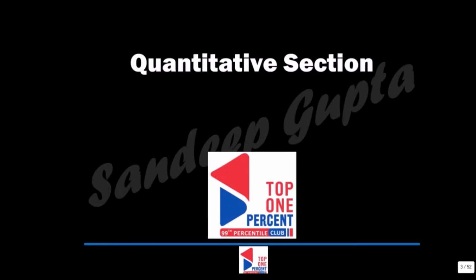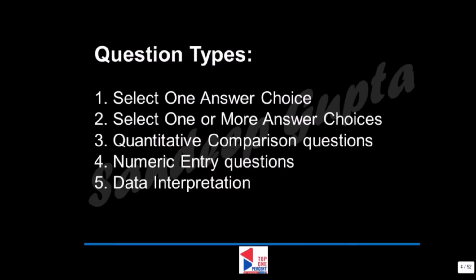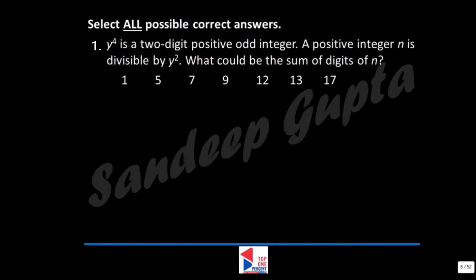In the quantitative section, there are 5 different types of questions asked. We will be dealing with each one of these in extreme detail in our regular classes. In this case, you have to choose every single answer that could be correct. So this is a more difficult type of question that is asked. And let's see what we are supposed to do.